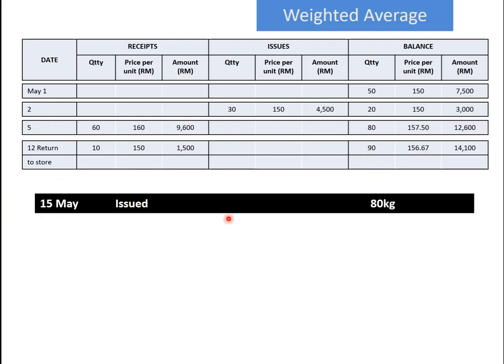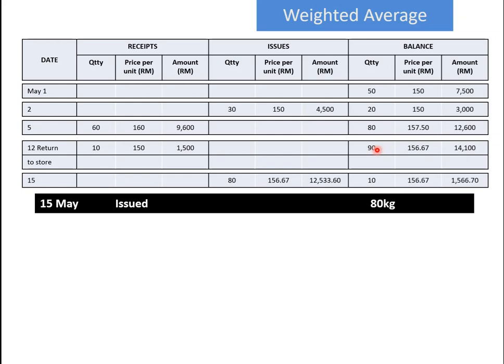On 15 May, issued 80 kg. Since we have 90 kg, we just send the 80 kg to production at the price of 156.67, and then 90 minus 80, we get a balance of 10 kg.